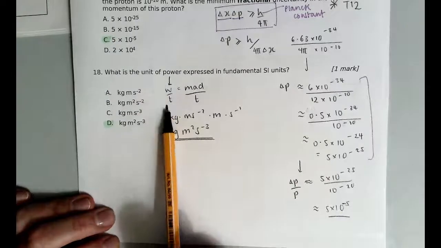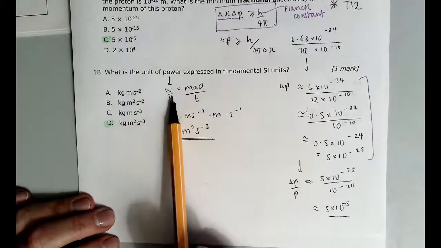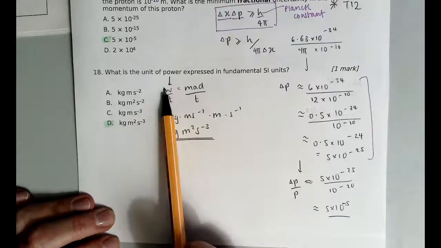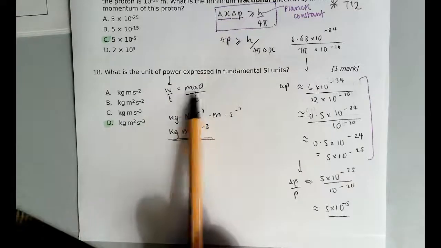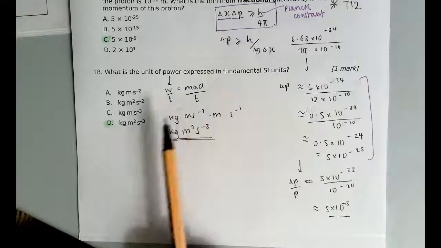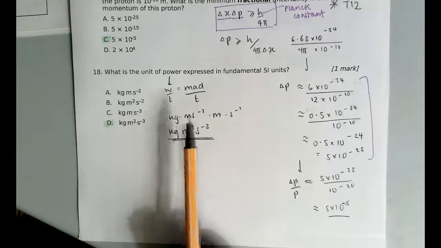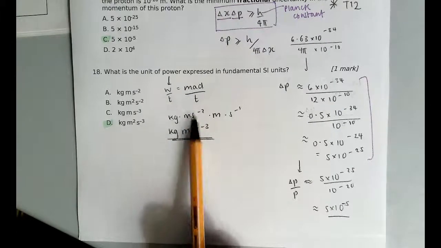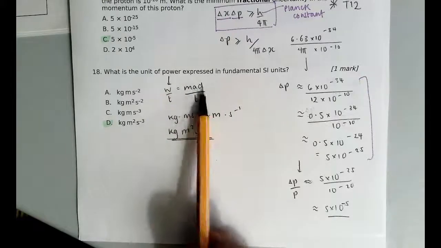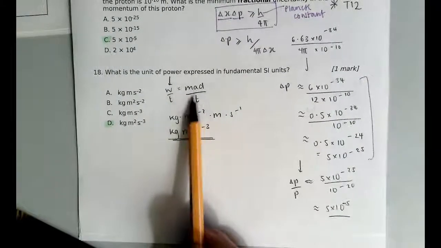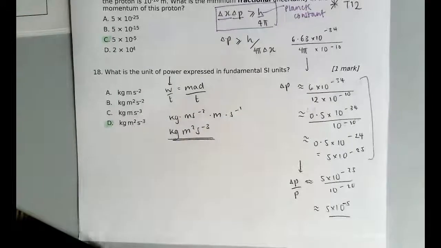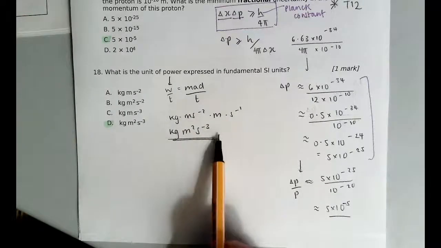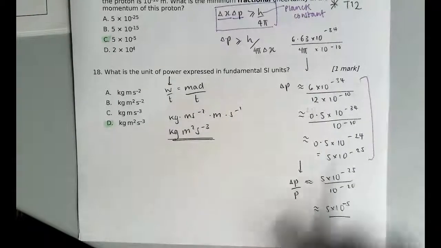Work done over time taken is power. Work done is force times distance. That's mass times acceleration times distance. We divide that by time. Okay, I then just plug in kilograms for mass, meters per second squared for acceleration, distance is meters, per unit time, that's seconds to the minus 1. Okay, I simplify that down and I get to D.